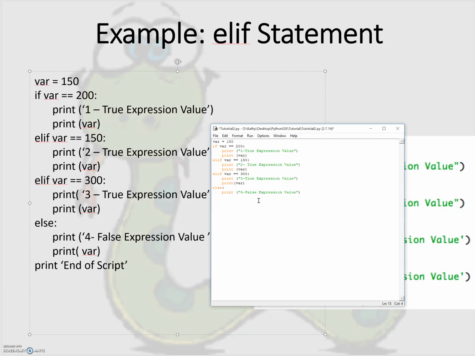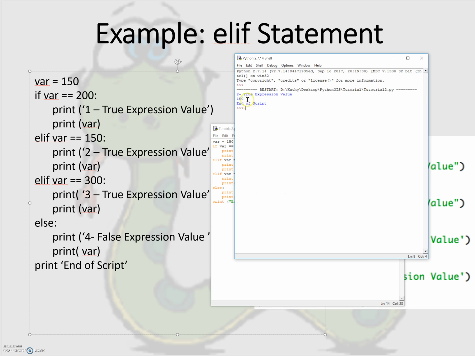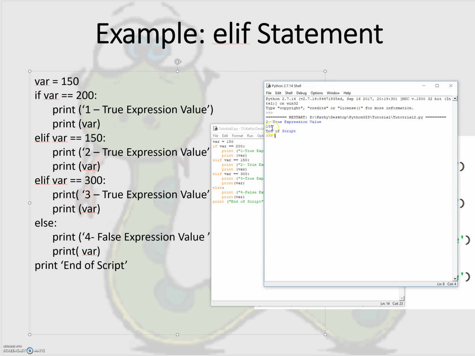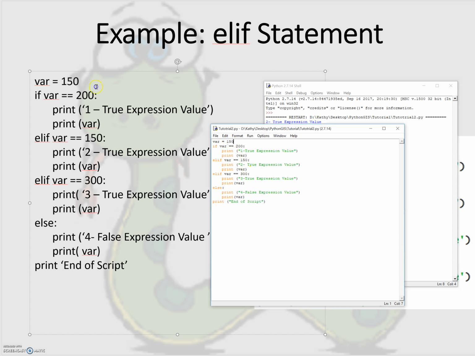And then print variable, and then print end of script. And I still need parentheses. Okay, now I'm going to save it, and then let's run it. Okay, so it's true, because it equals 200. So number 2 is right here, 150. So if I do 200, then it will be 1, 200.